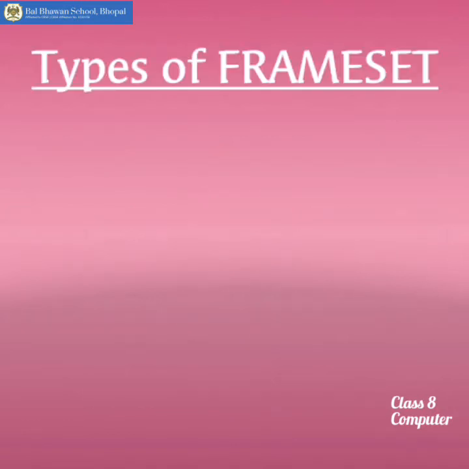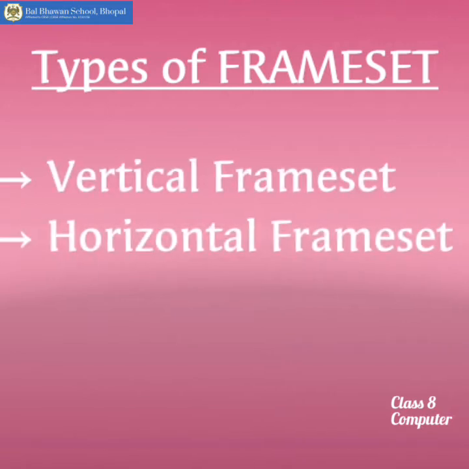Framesets are mainly divided into two types. Number 1, vertical frameset, and number 2, horizontal frameset. When you want to divide your screen column wise, that is called a vertical frameset, and if you want to divide your screen in the form of rows, that is called a horizontal frameset. The entire screen percentage is taken as 100%, and whatever columns and rows we require, we divide it out of 100.